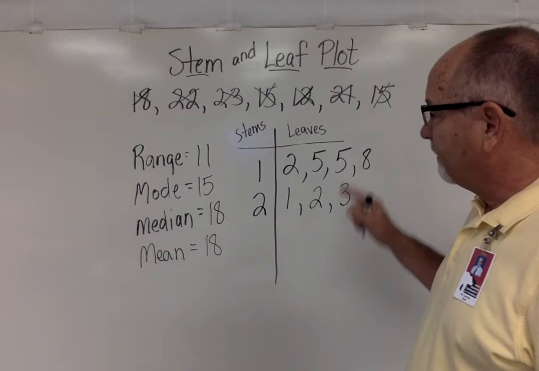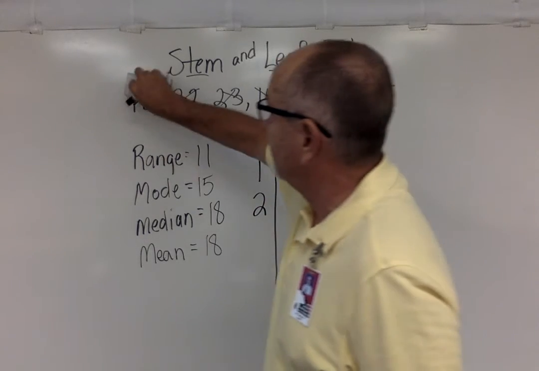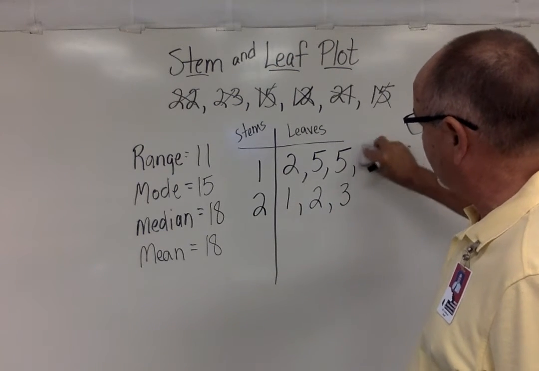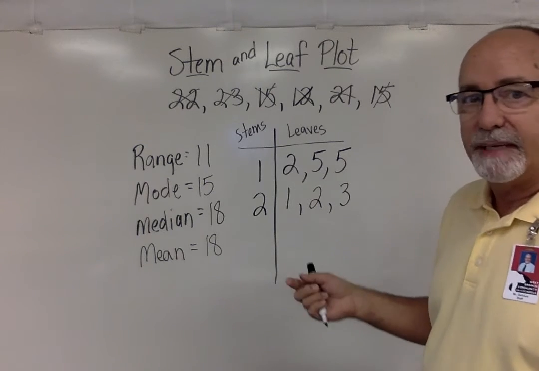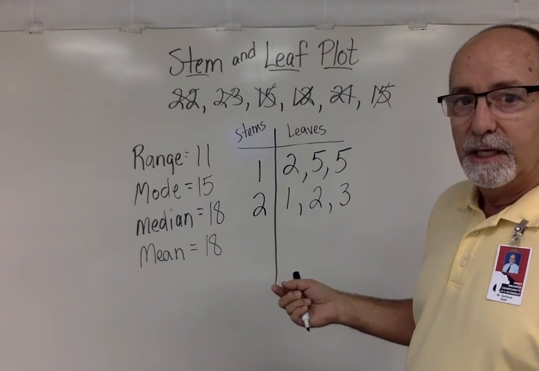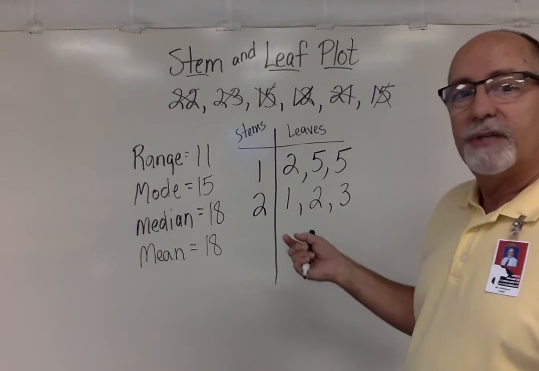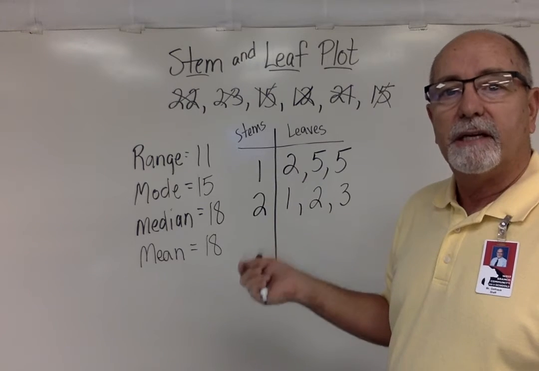Now, what if it's an even amount? So let's take off the 18. Now we have an even amount of numbers. This 18 disappeared here. So now I have this even amount of leaves. And when I say, okay, how many leaves do I have? I'm going to say 6. 6 divided by 2 gives me a number of 3.